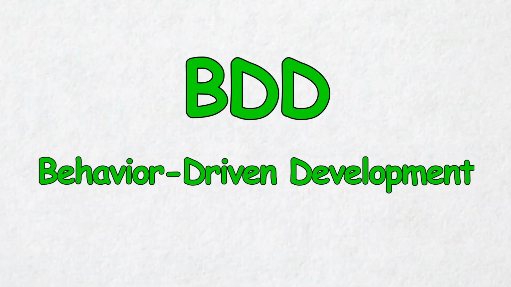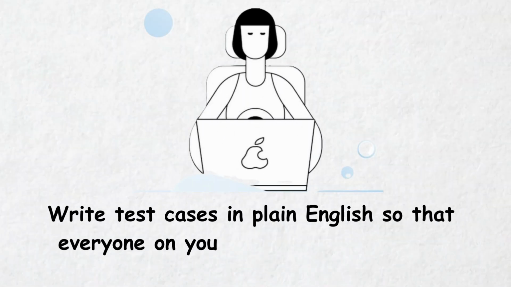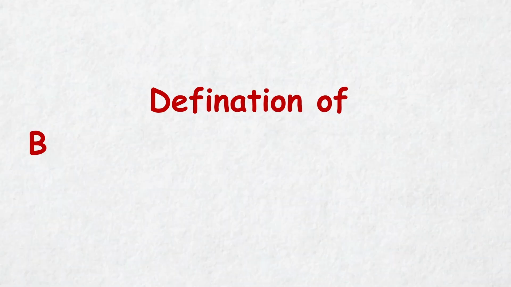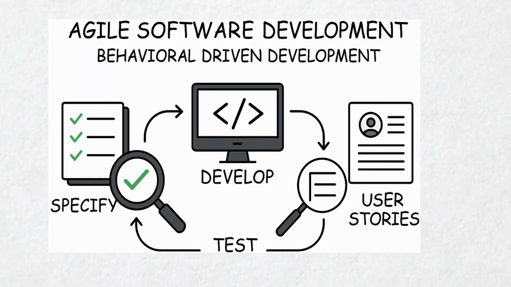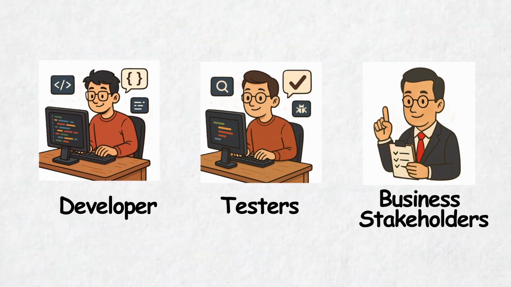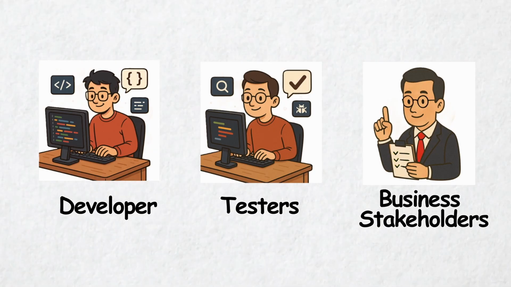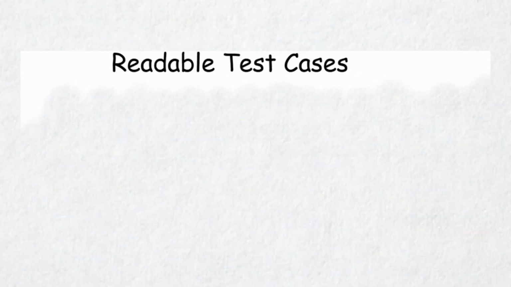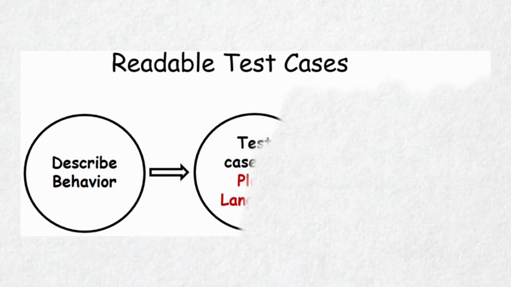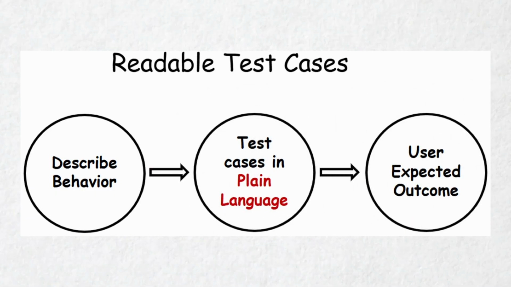So, let's get started. BDD, or Behavior Driven Development, is a way to write test cases in plain English so that everyone on your team can understand them. By definition, behavior driven development is an agile software development practice that encourages collaboration among developers, QA, and non-technical or business stakeholders to define the behavior of a system through examples in plain language. So in this, we will be writing test cases in a natural language that even non-programmers can read. These test cases describe the expected behavior of the application from the end user's perspective.